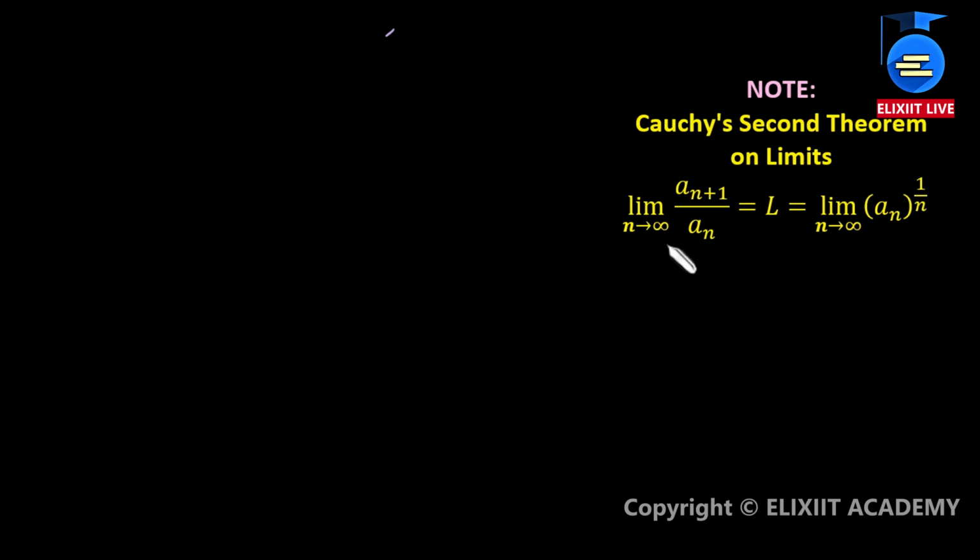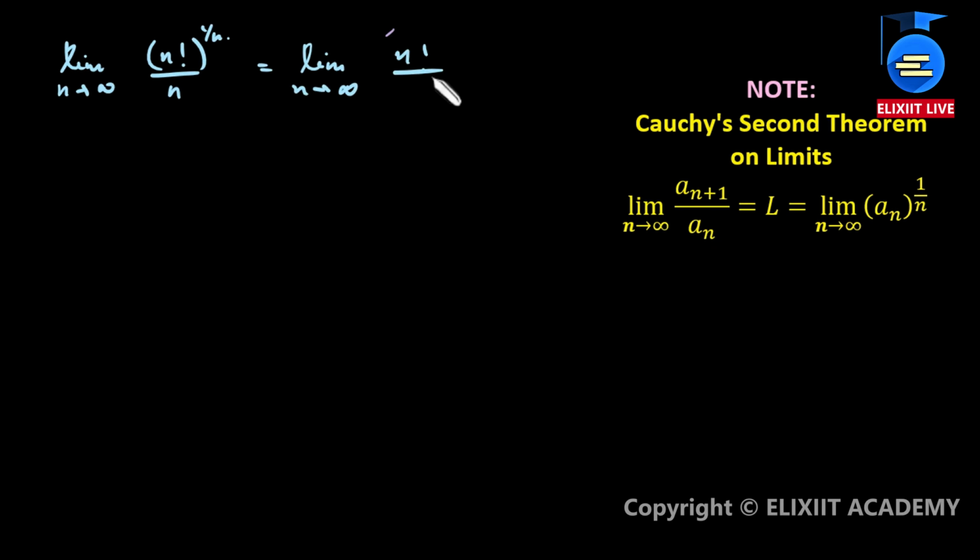It says the limit as n tends to infinity of a(n+1) by a(n) is the same as the limit as n tends to infinity of a(n) whole to the power 1 by n. These two limits are the same. This small statement is known as Cauchy's second theorem on limits. Let us apply the same here. The question was the limit as n tends to infinity of n factorial upon n whole to the power 1 by n. We simplified this and wrote it as the limit as n tends to infinity of n factorial upon n, entire thing whole to the power 1 by n.